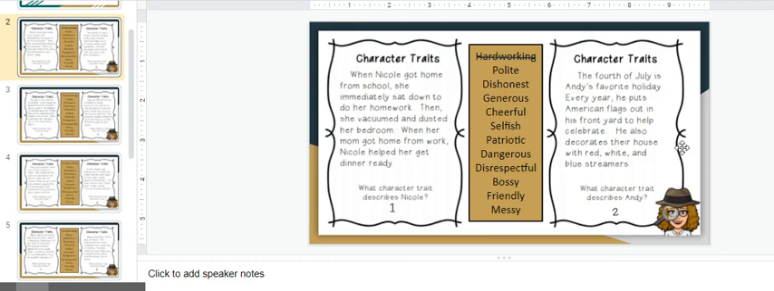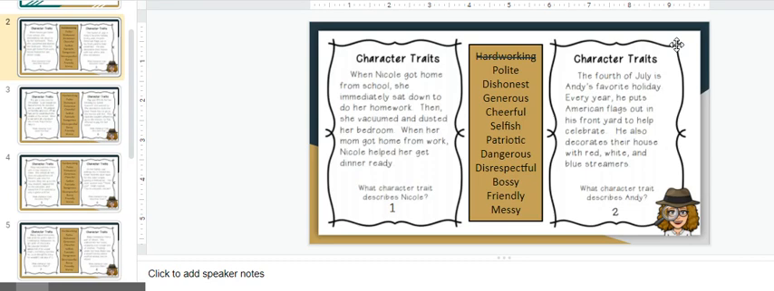All right, let's go on to number 2. Here's number 2. The 4th of July is Andy's favorite holiday. Every year he puts American flags out in his front yard to help celebrate. He also decorates their house with red, white, and blue streamers.